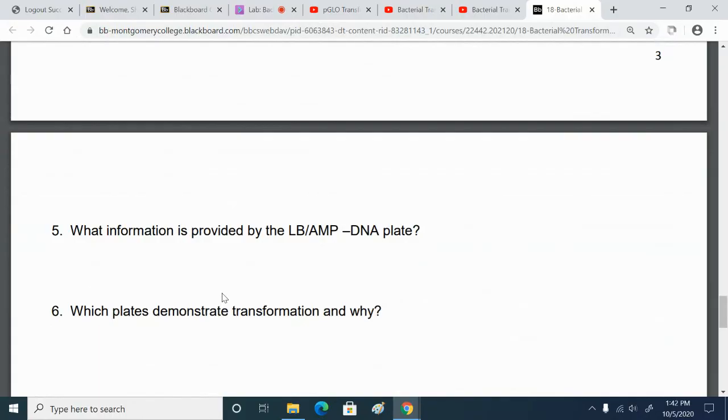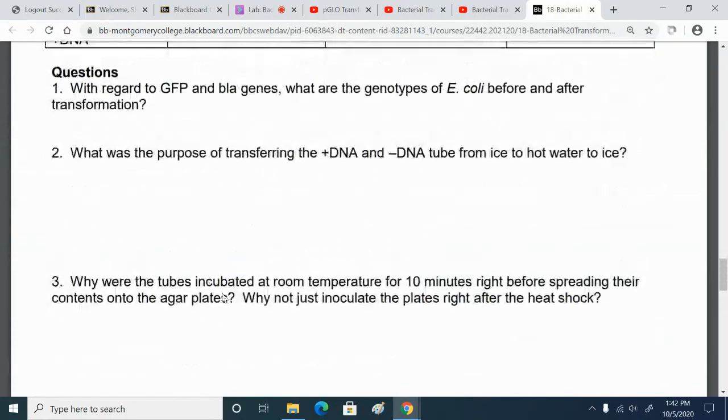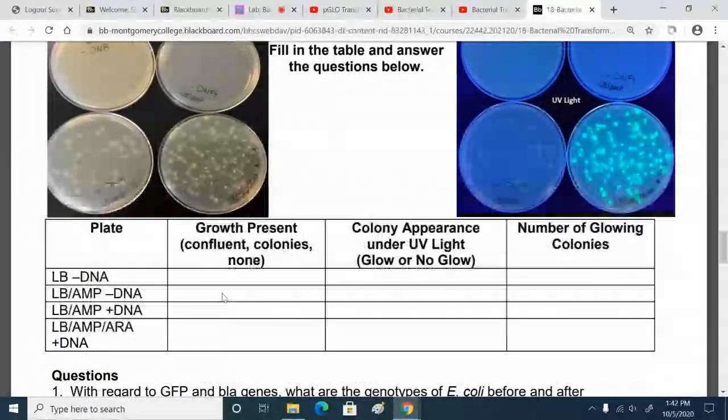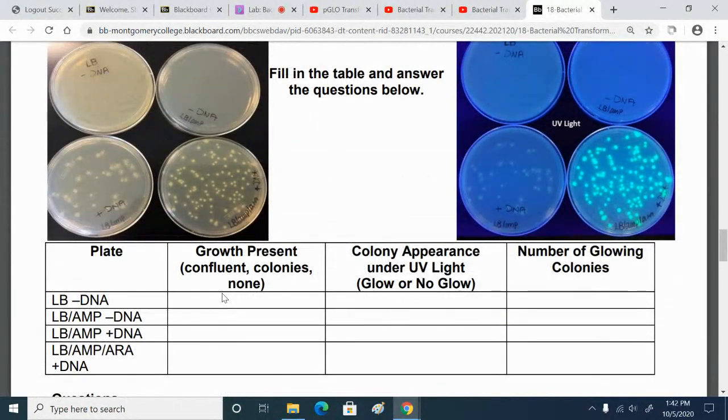Well then, which plates demonstrate transformation? Which plates demonstrate transformation? Is it the fourth plate? Well, the plus DNA plates, right? So both of these plates, right, they both demonstrate transformation. Why do they demonstrate transformation? How do you know transformation has occurred?